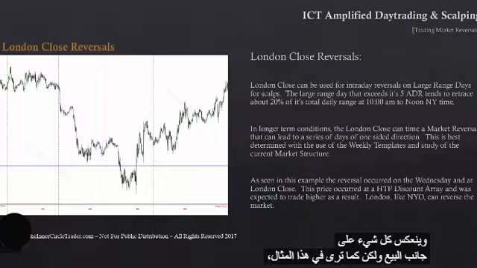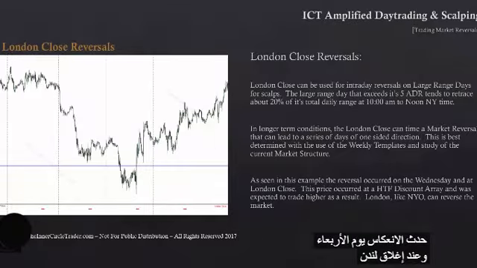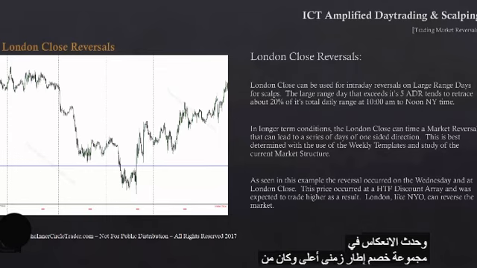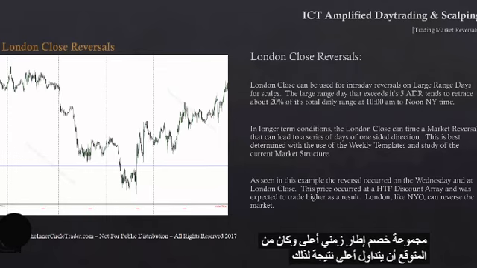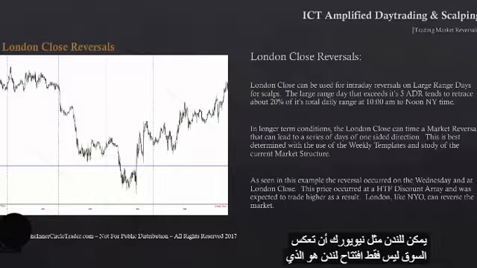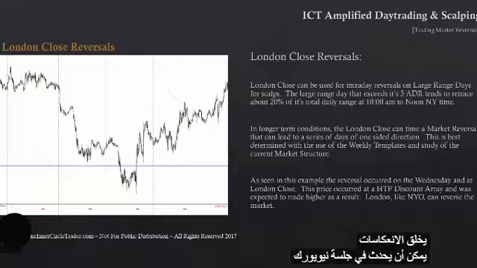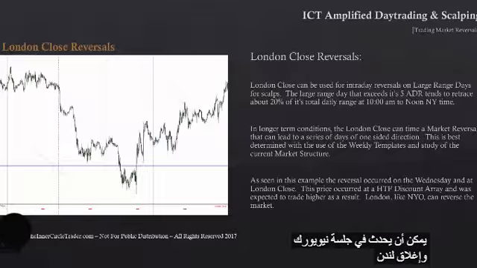But as you see in this example, the reversal occurred on the Wednesday and at London close. This price occurred and the reversal occurred at a higher time frame discount array and was expected to trade higher as a result. London, like New York, can reverse the market. It's not just London Open that creates the reversals. It can be done on the New York session and the London close.